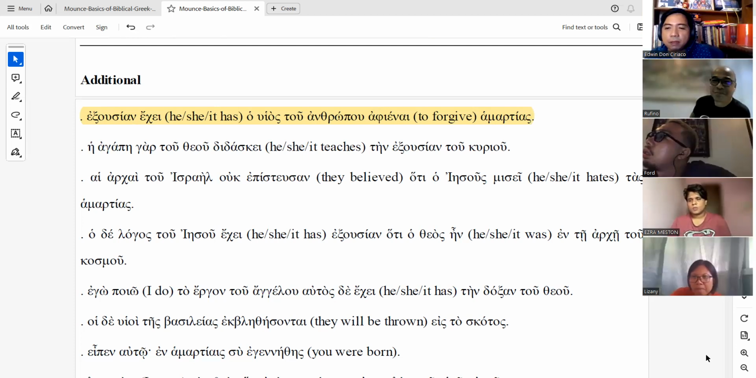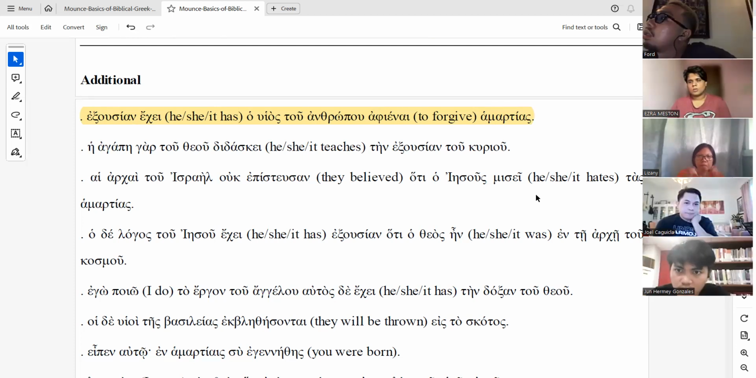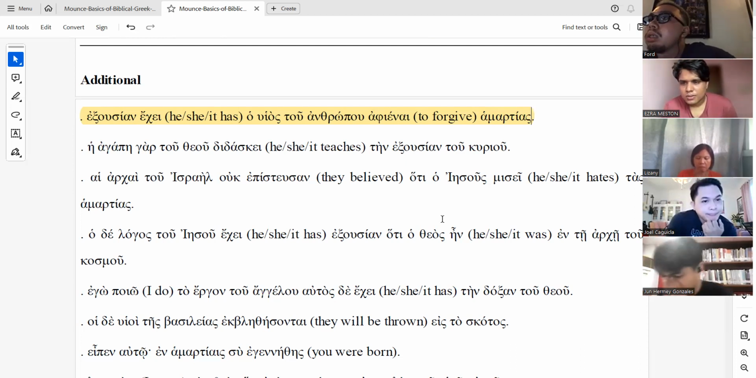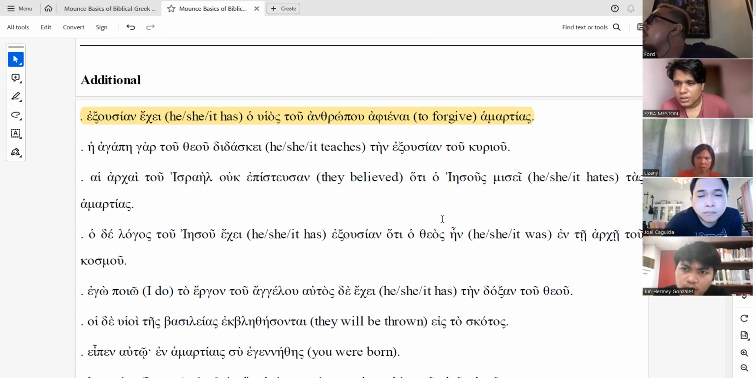But I think we lost Pastor Isaac. Excuse me, sir. If I translate in Tamil, should I also explain in English? No, only in Tamil, because in our class we're already translating the Greek into English. So your task is to translate it into your own language.